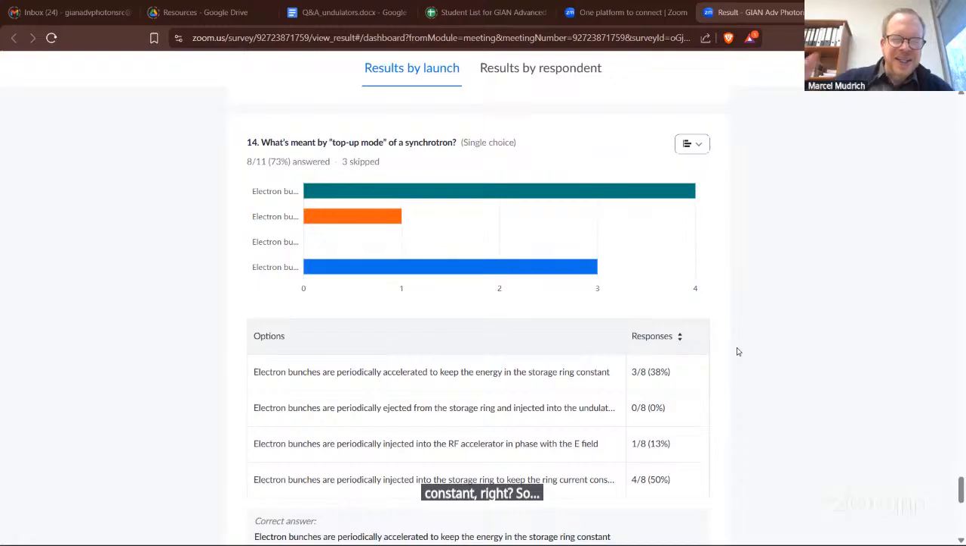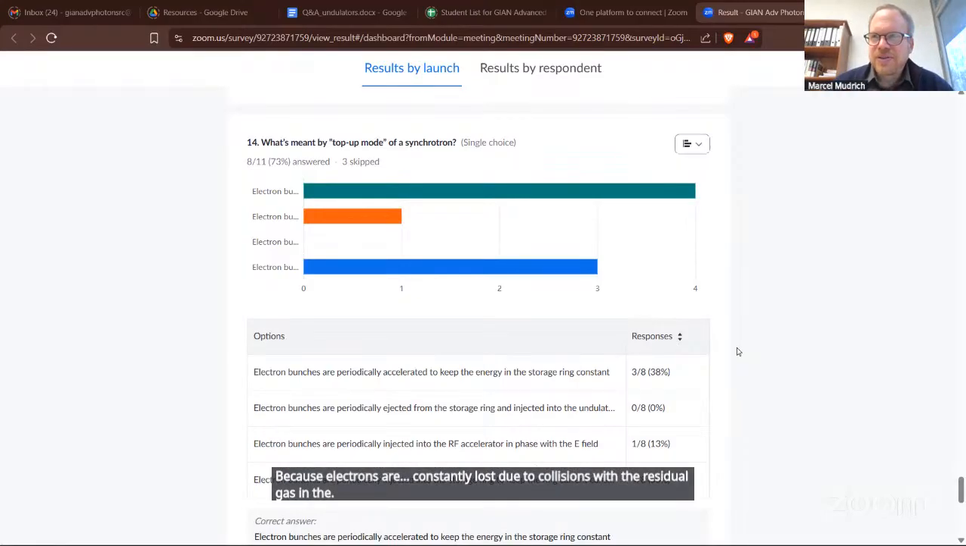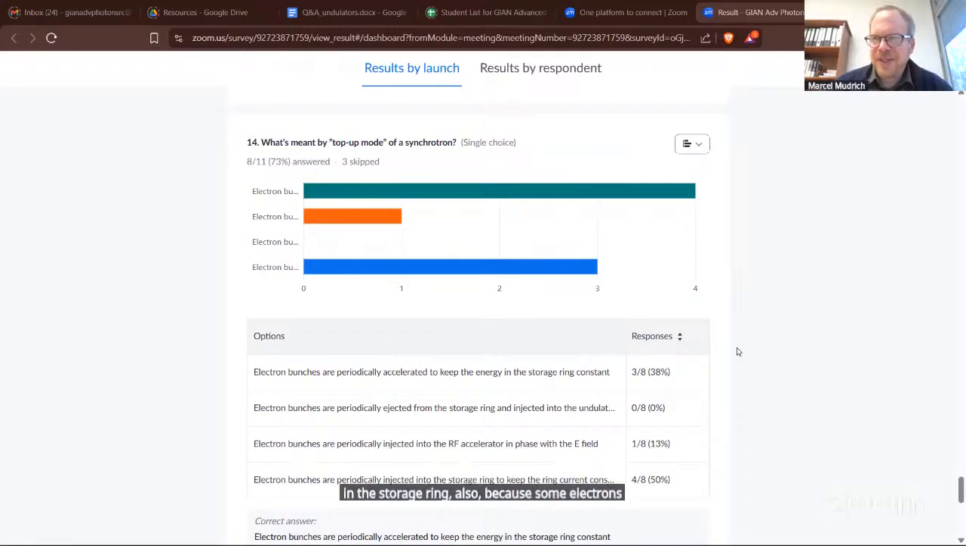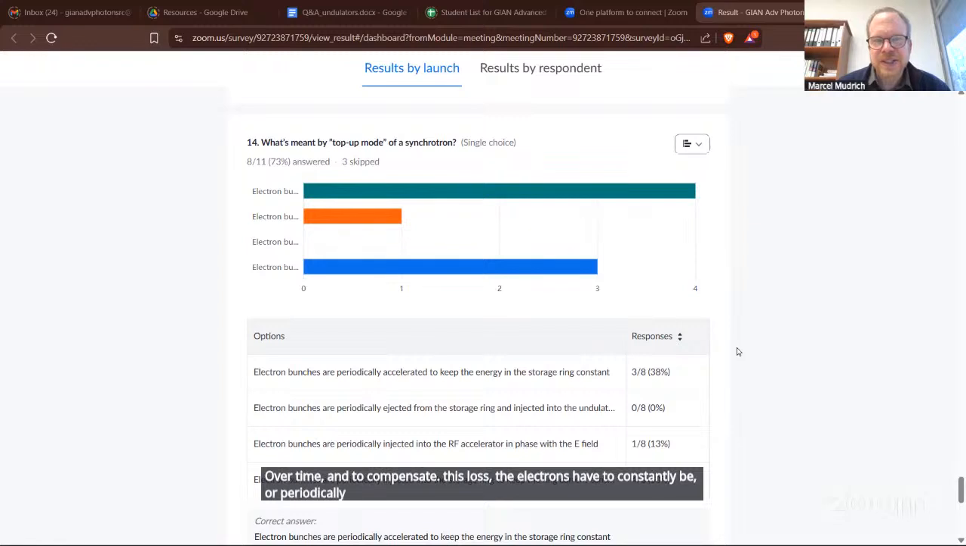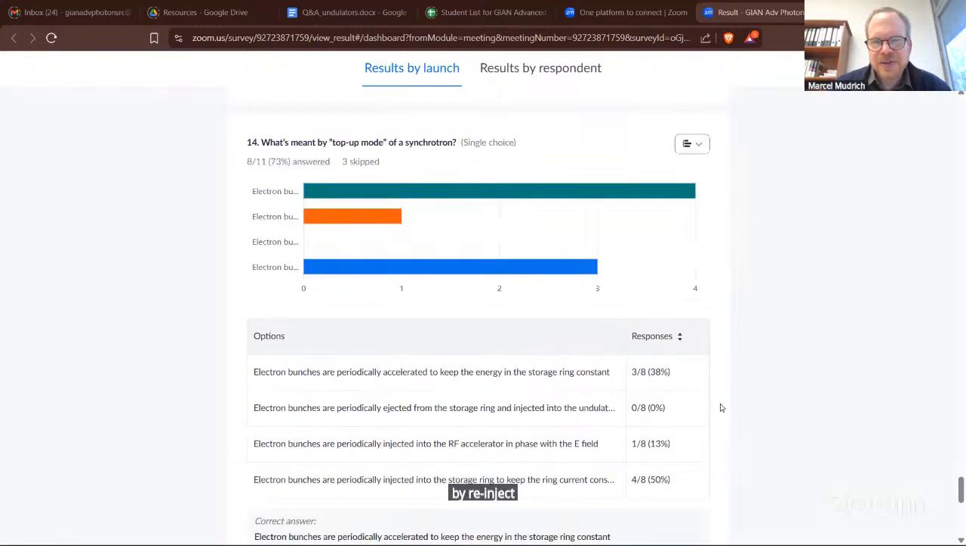So basically the storage ring is constantly topped up with fresh electrons, because electrons are constantly lost due to collisions with the residual gas in the storage ring, also because some electrons drift away towards the walls of the chambers. So there's an exponential loss of electron beam current over time, and to compensate this loss, the electrons have to be periodically refilled by re-injecting bunches of electrons into the storage ring, and this is what is called top-up mode.